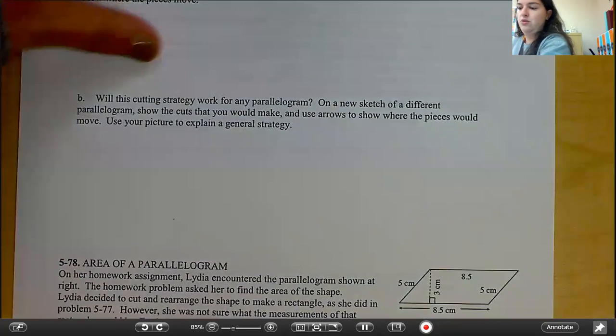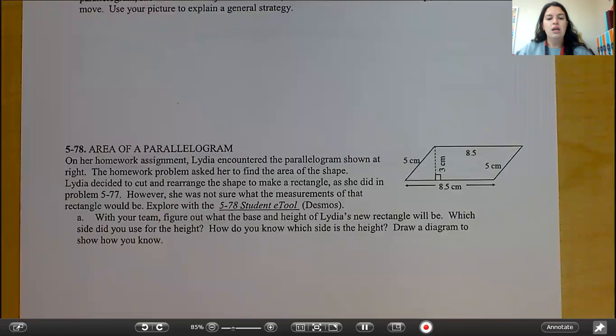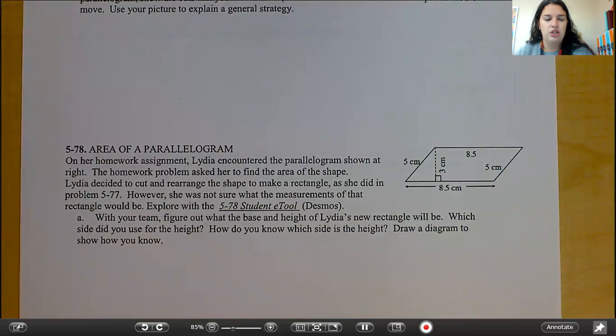If you're back with me, you've done that question, and we're now moving on to 578. Area of a parallelogram. On her homework assignment, Lydia encountered the parallelogram shown at right. The homework problem asked her to find the area of a shape. Lydia decided to cut and rearrange the shape to make a rectangle as she did in problem 577.